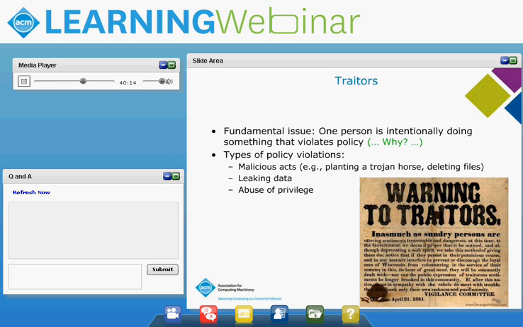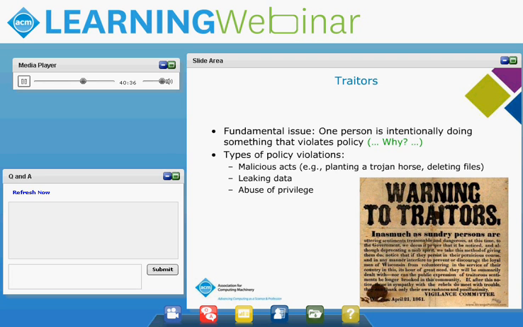So the question then becomes why. In that case, it's not malicious. But what happens if they're doing a policy violation for some kind of malicious act? So they're planting a Trojan horse, deleting files, or leaking data. They're doing some sort of abuse of privilege that has a malicious reason behind it. And so this is, to me, a really interesting kind of insider that we want to be able to detect.